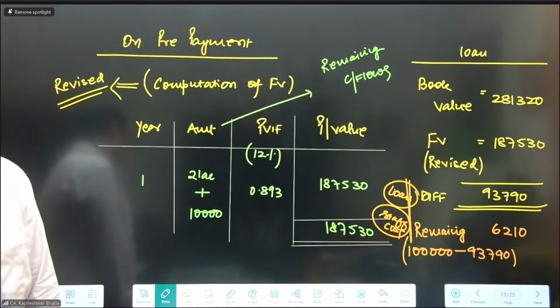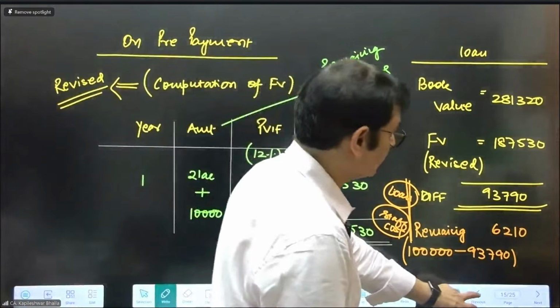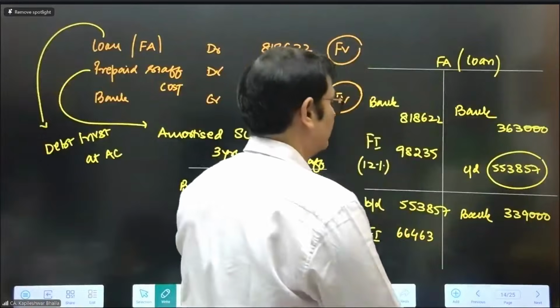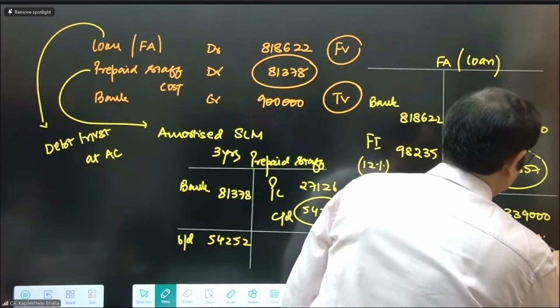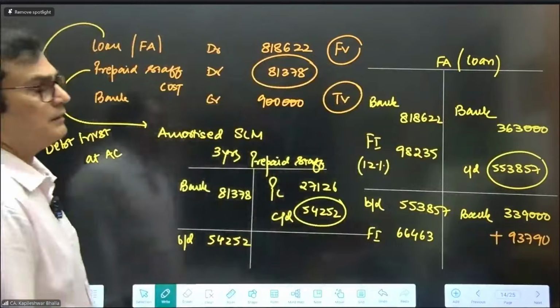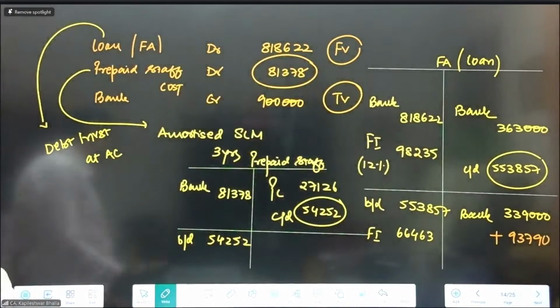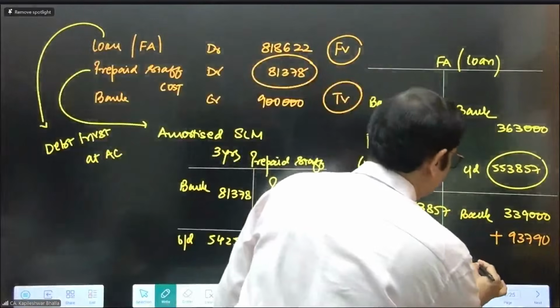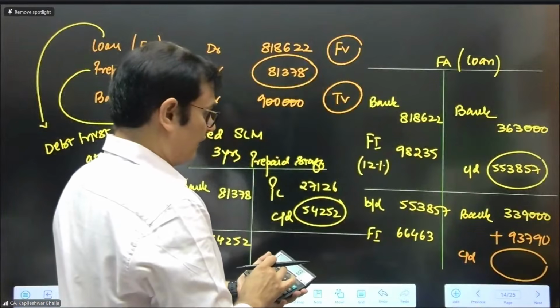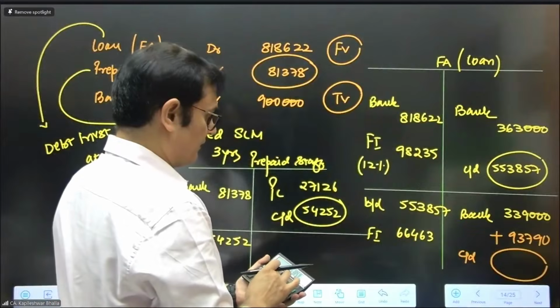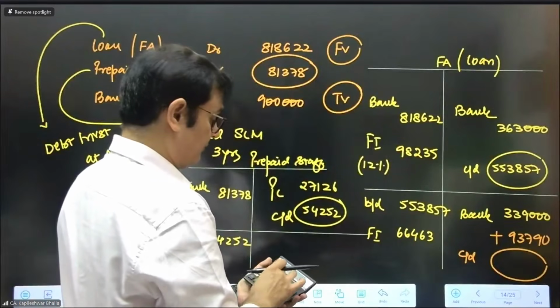Okay, so I think now we can come back to the agenda. So let's come back out here. This is 93,790. So we receive 93,790 in the loan account. So I think now we can comfortably get the balance CD as a balancing figure. 553,857, 66,463.